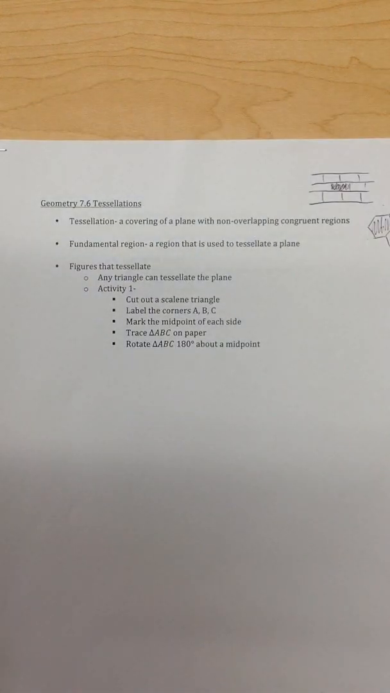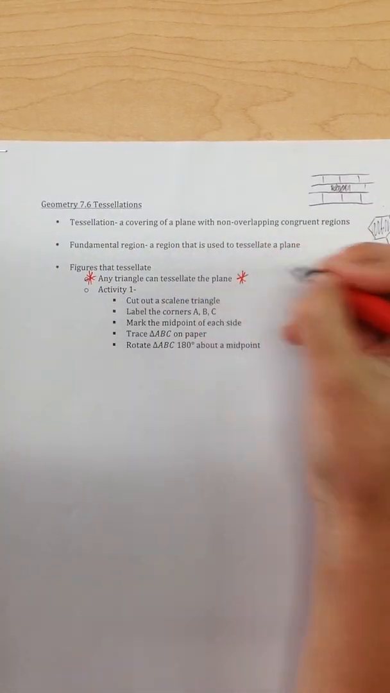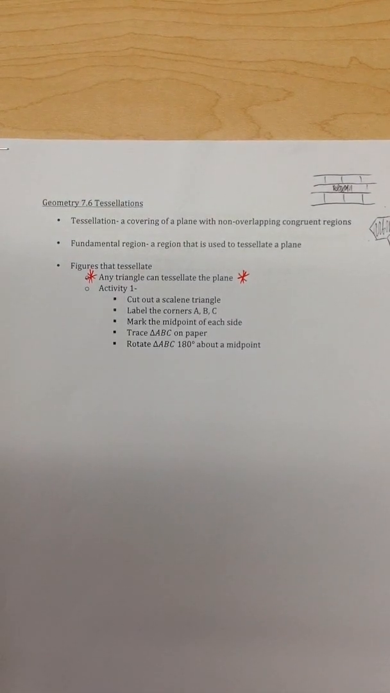This is going to be activity 1. It's in the book if you want to look at it. Otherwise, we'll just walk through it together. Our goal here is to show that any triangle can tessellate the plane. So any triangle that you cut out of a piece of paper, we can move it around so it matches up and fills a whole paper.